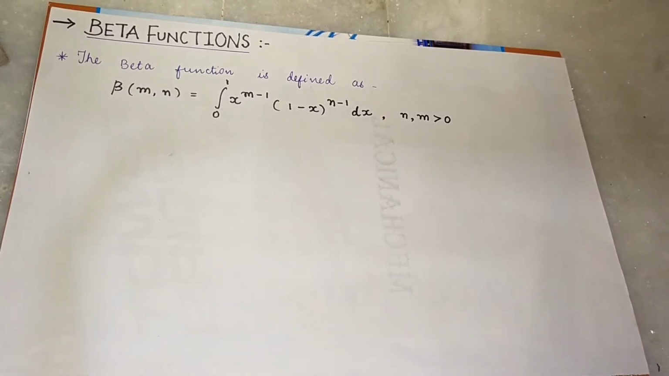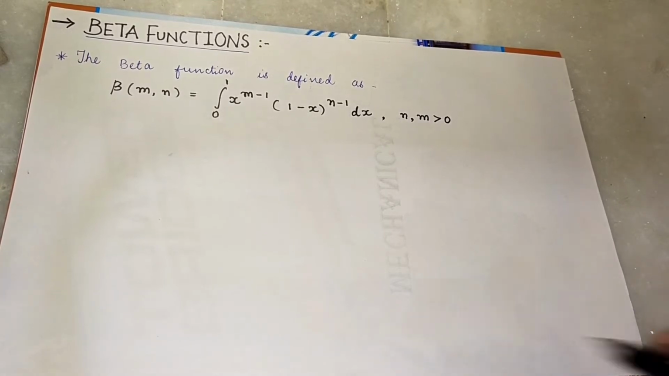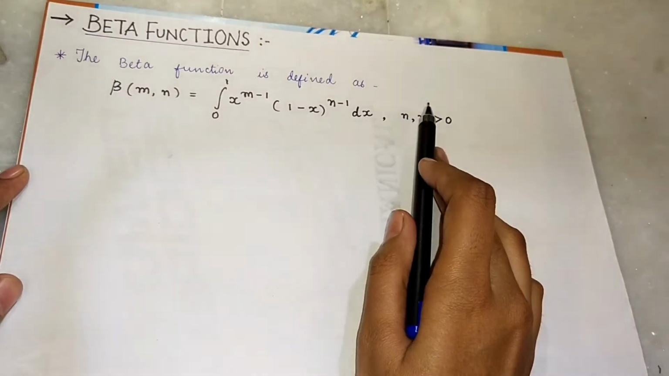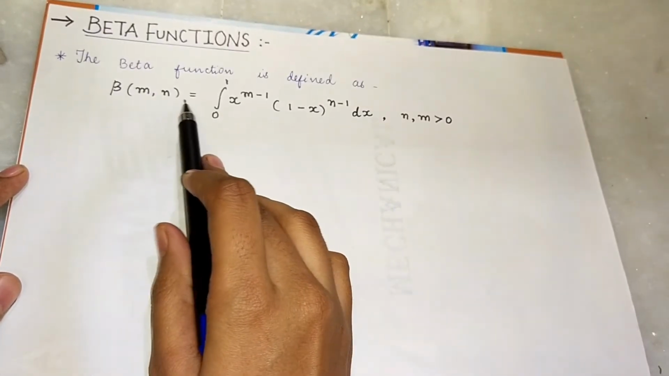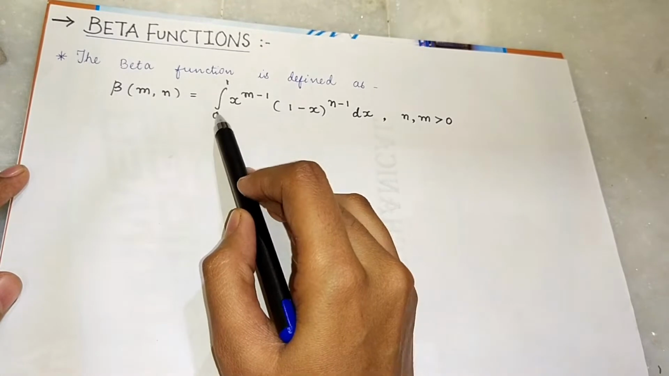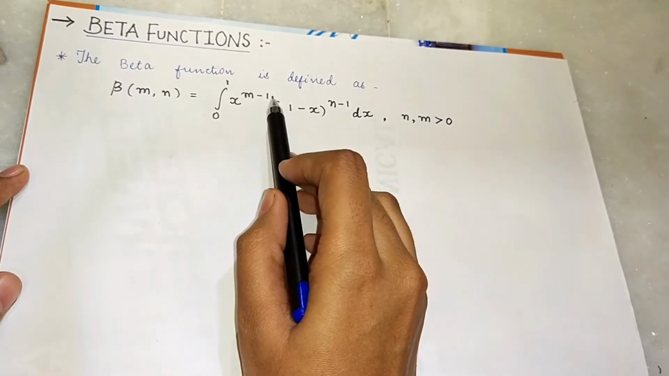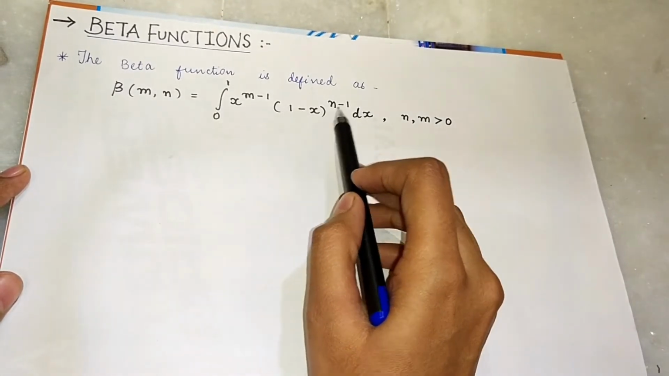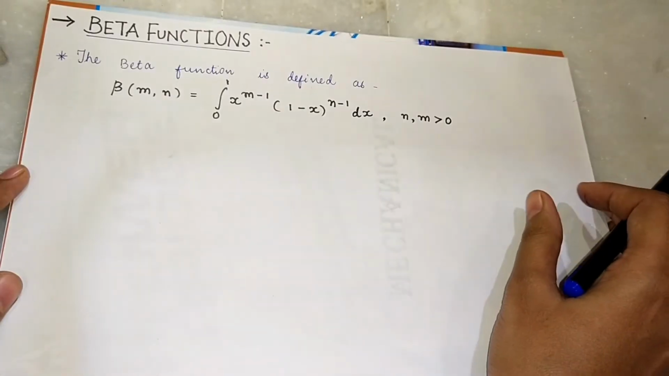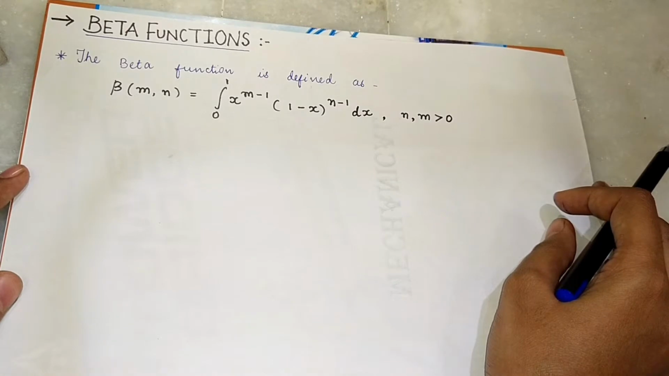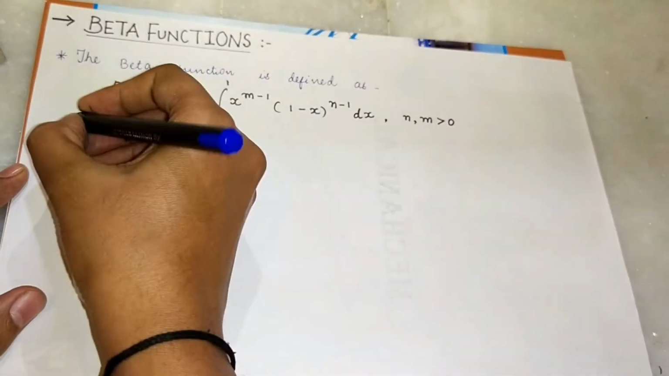So now we will see properties of beta function. The beta function is defined as, this is the standard definition of beta function, that is beta m comma n is equal to integral 0 to 1 x raised to m minus 1, 1 minus x raised to n minus 1 dx, where m and n are greater than 0. Okay, so we will prove property 1.